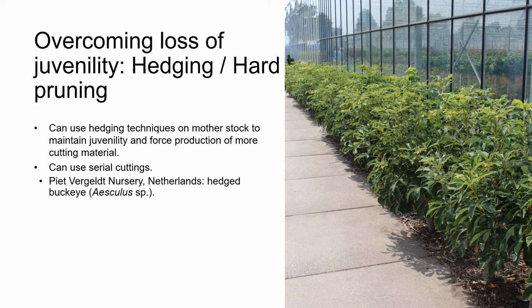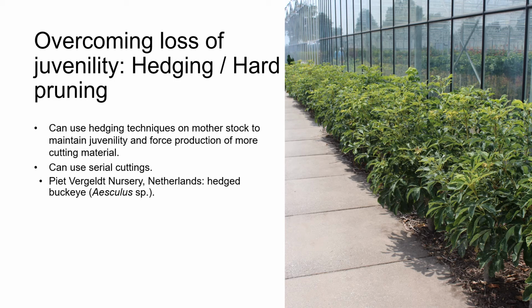Firstly, we can use hedging techniques on our mother stock. This means that instead of letting stock plants grow to maturity, we keep pruning them on a regular basis. This has the dual advantage of both maintaining juvenility and forcing production of more cutting material.